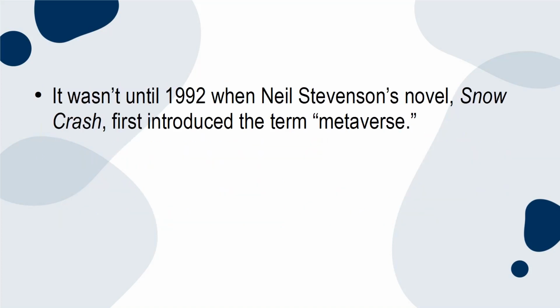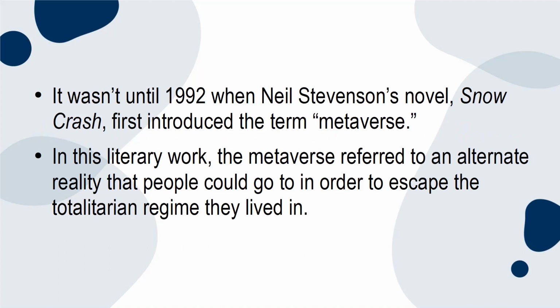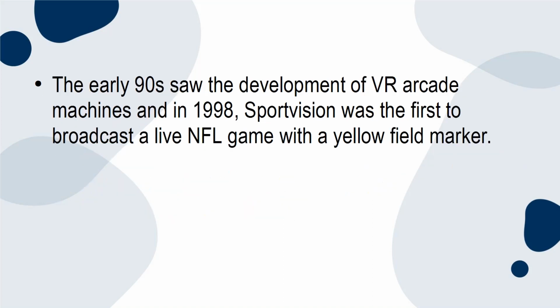It wasn't until 1992 when Neal Stephenson's novel Snow Crash first introduced the term Metaverse. In this literary work, the Metaverse referred to an alternate reality that people could go to in order to escape the totalitarian regime they lived in. The early 90s saw the development of VR arcade machines, and in 1998, Sports Vision was the first to broadcast a live NFL game with a yellow field marker.